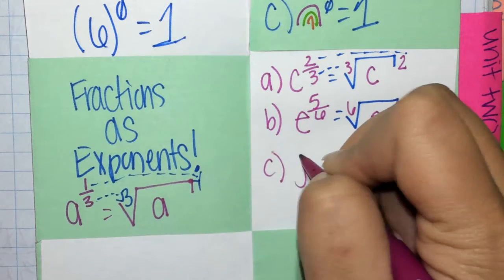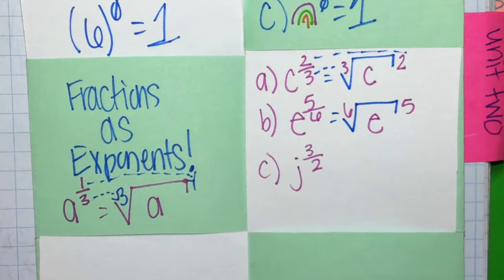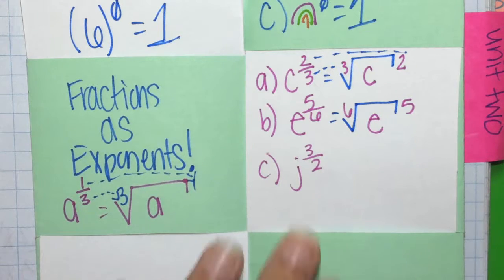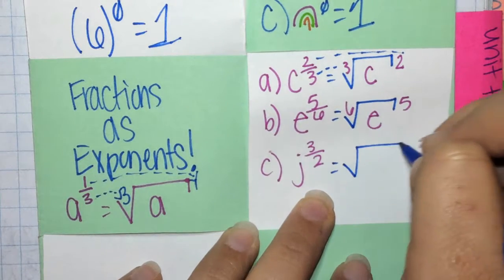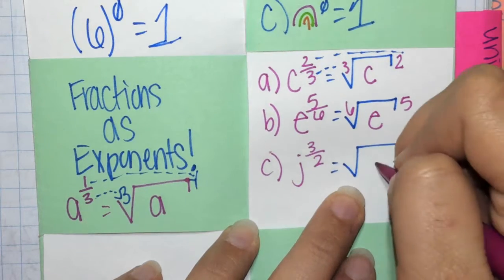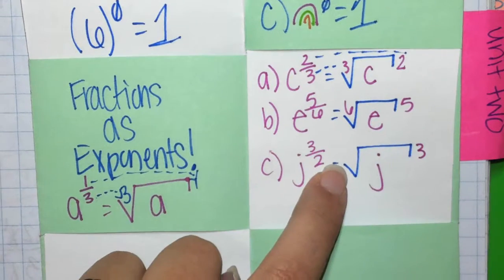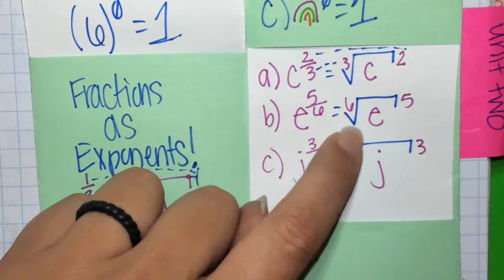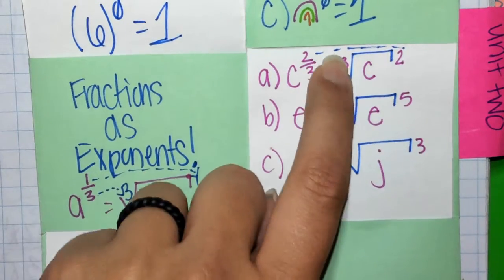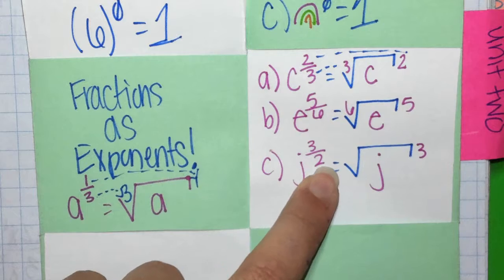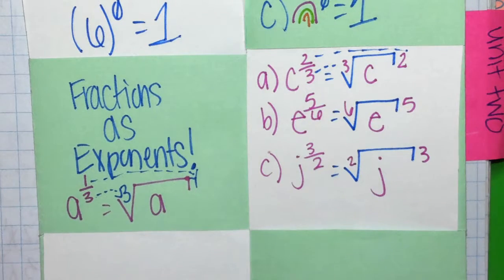Now, if I said j to the 3 halves, 2 is the only time you do something a little bit different. When you have a 2, you don't have to write the 2 in the mullet, but you do write the 3 out front, because this is called a square root. If we have a 6, it's called the 6th root. If we have a 3, it's called the cube root, but you don't have to write the 2. If you want to write the 2 for practice, you can, but you do not have to write it.